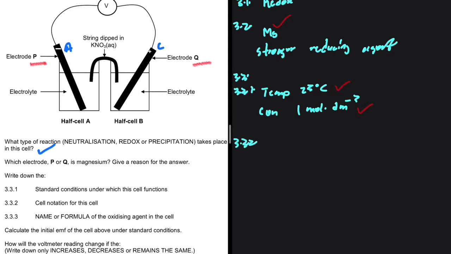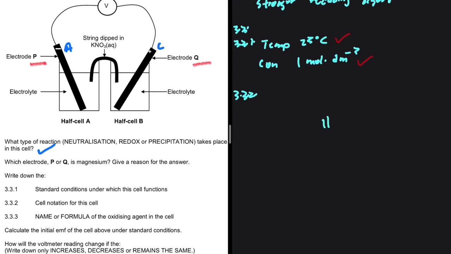3.2. We're supposed to write the cell notation for this cell. As soon as the question says cell notation, salt bridge, and then I can start thinking about all the other things. We know fully well that we're going to have the anode at the left-hand side and the cathode at the right-hand side. The anode is magnesium, so we're going to have magnesium, Mg 2 plus, and the cathode is lead, so we're going to have Pb 2 plus and Pb. And just like that, we have our cell notation.